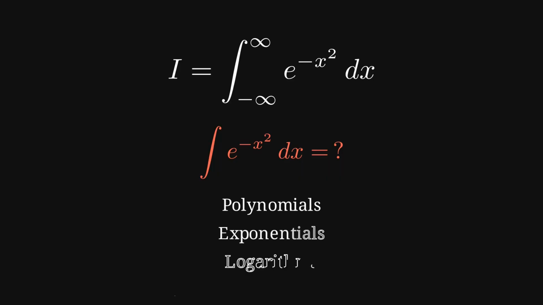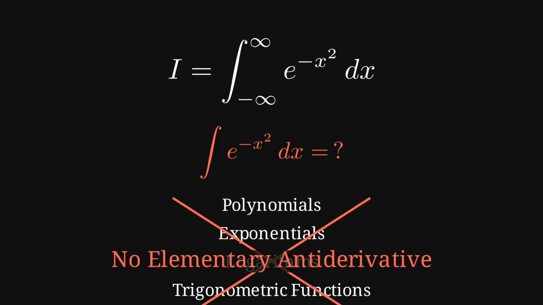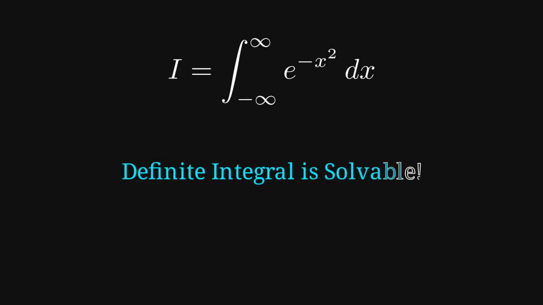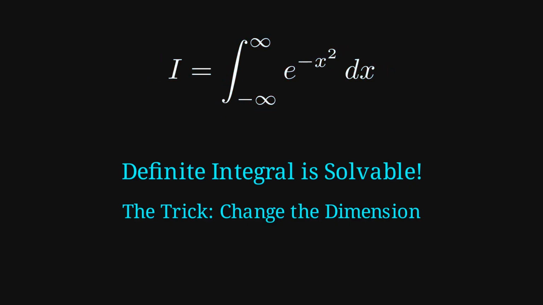But e to the negative x squared has no antiderivative that can be expressed using polynomials, exponentials, logarithms, trig functions, or any combination of these elementary functions. It's just not possible. Mathematicians have proven this rigorously. So we're stuck, right? Not quite. The key insight here is that even though we can't find the antiderivative, we can still find the value of this definite integral using a completely different approach. And that approach involves one of the cleverest tricks you'll ever see.